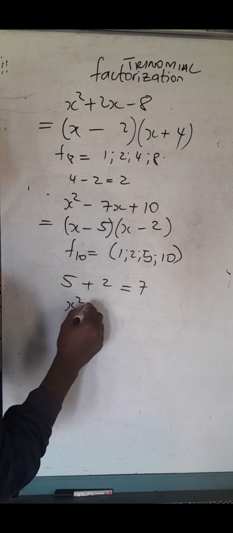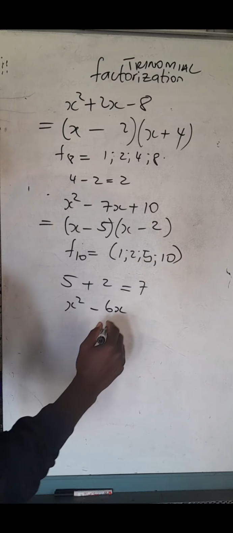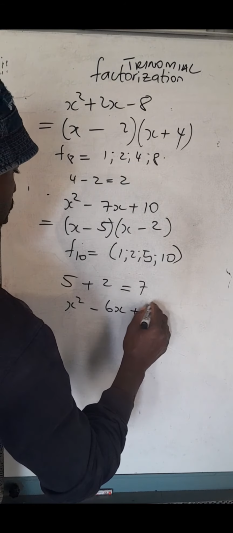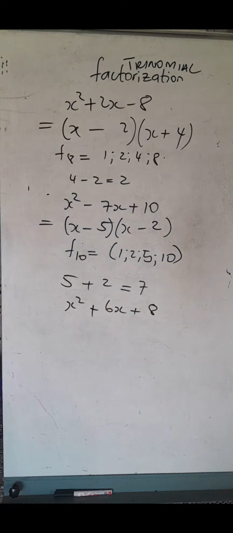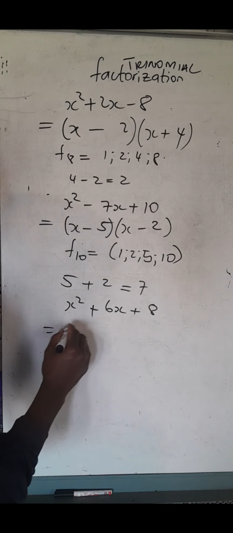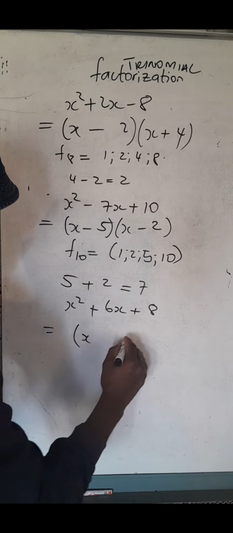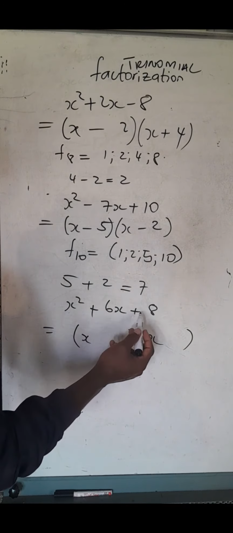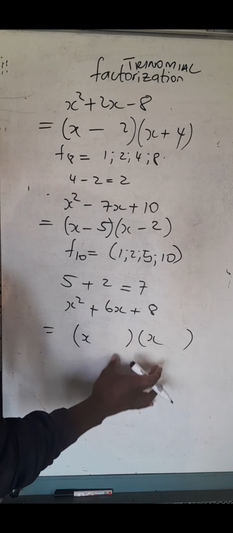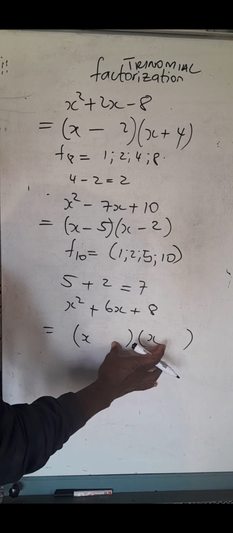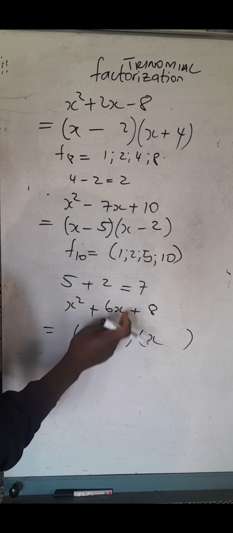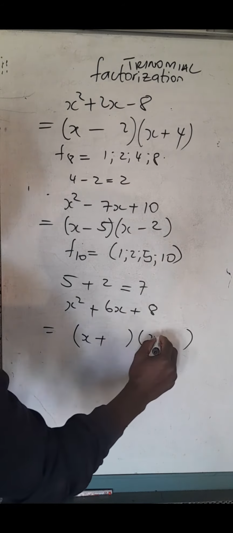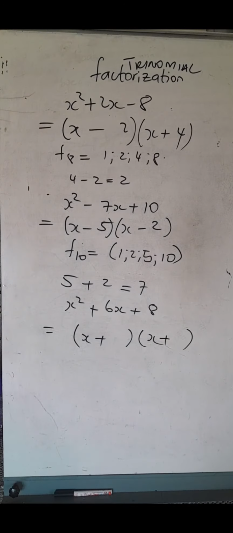Okay, now x squared minus 6x plus 8. Let's make it positive for fun's sake. Now, again, this is okay. This is a plus sign. So whatever is going to happen here, it must be similar signs, but they must be the sign of the middle term. So this is two signs. This is plus and plus, the sign of the middle term.